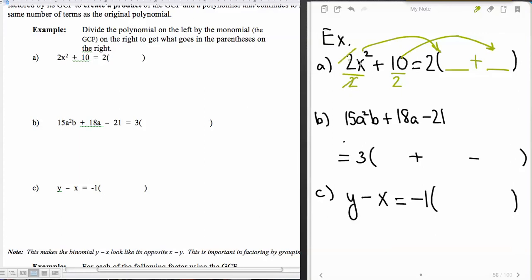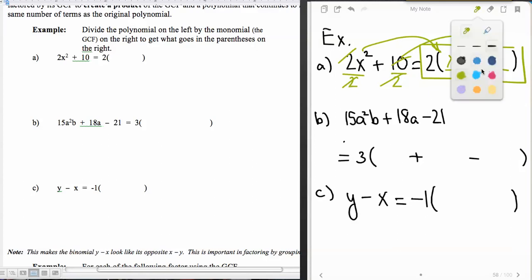When I divide this out, I see that I'm just left with an x squared. And when I divide this out, you see that I'm left with a 5. So my new product looks like 2 times (x squared plus 5). And that is what it means to factor. You can always check that with the distributive property: 2x squared, that's the first term, plus 2 times 5, which is 10. So that's what we mean by factoring.